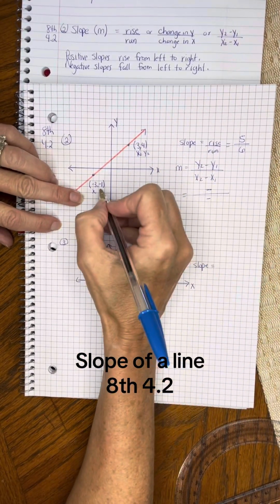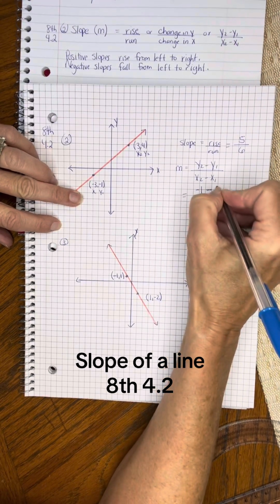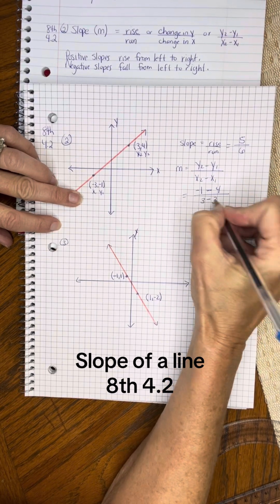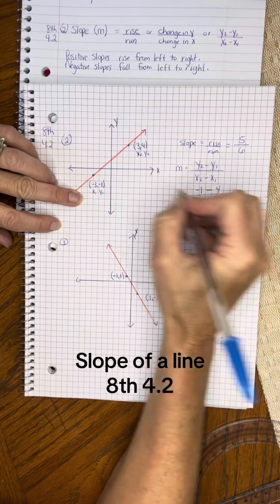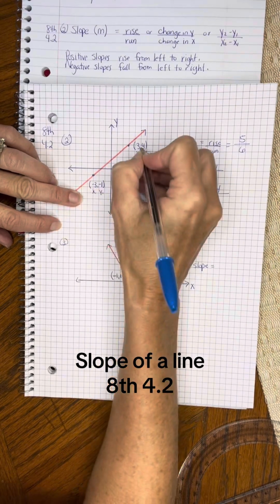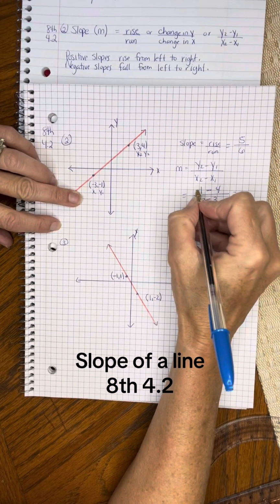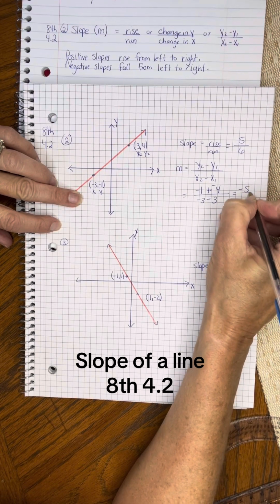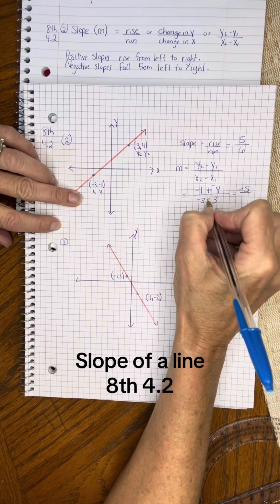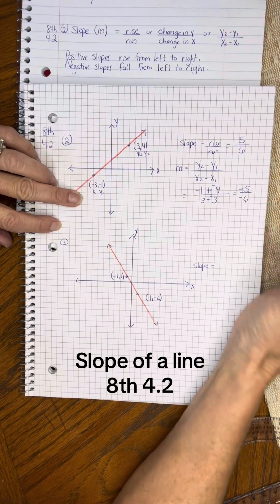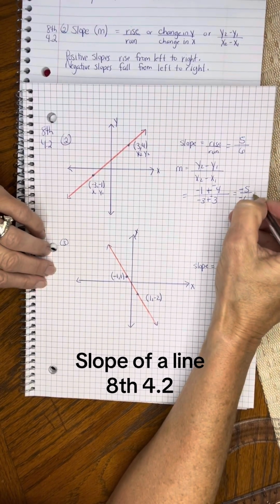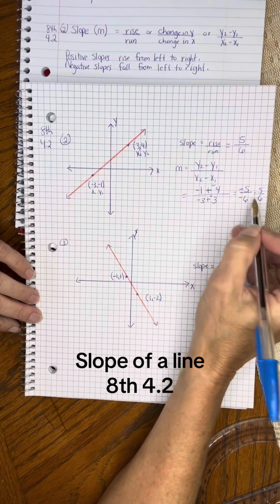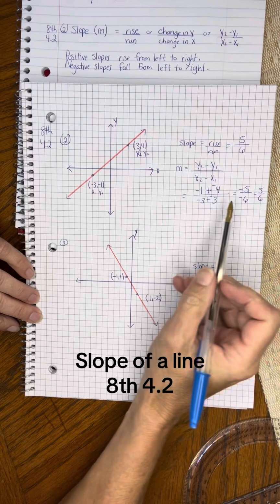So the y's are the -1 and the 4. And the x's are the -3 and the 3. All right, so -1 minus 4, you add the opposite, and that makes a -5 in the numerator. -3 minus 3, when I add the opposite, I'll get a -6, and a negative divided by a negative is a positive.